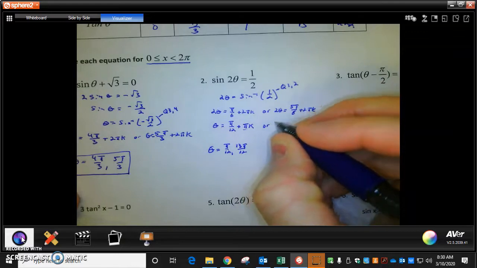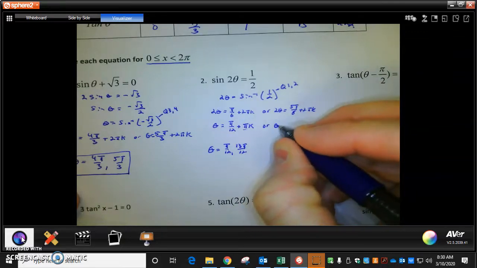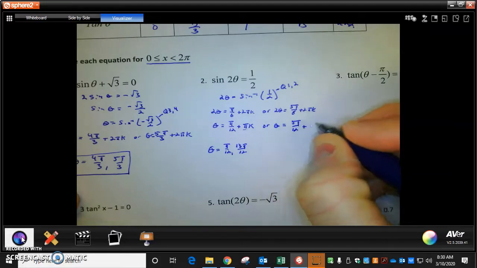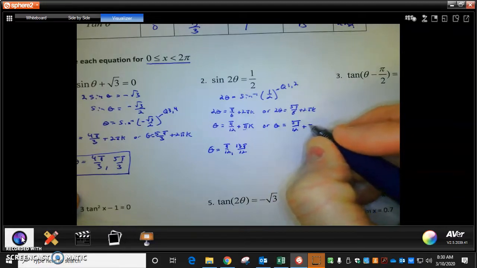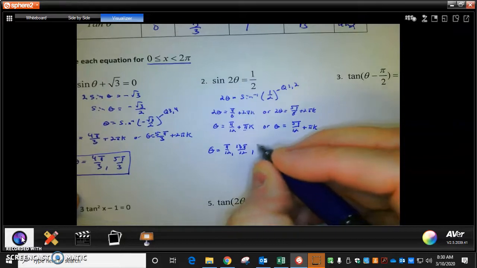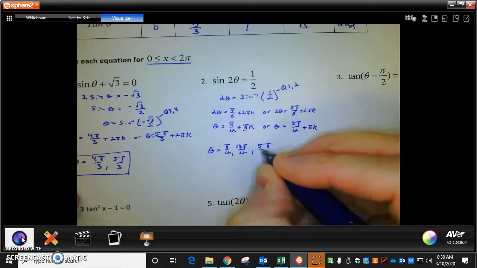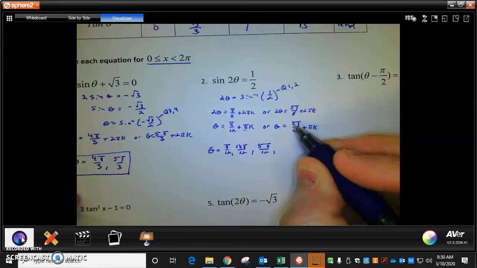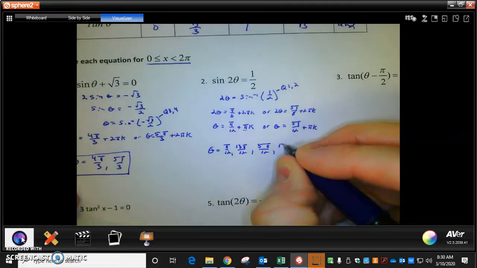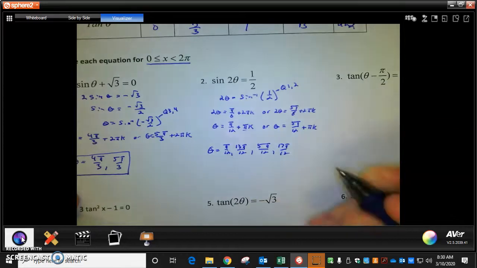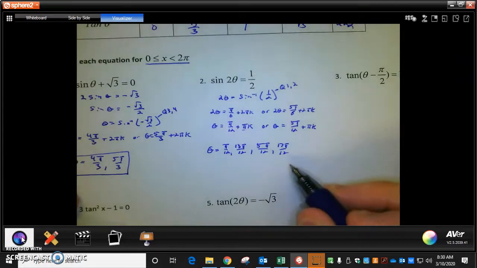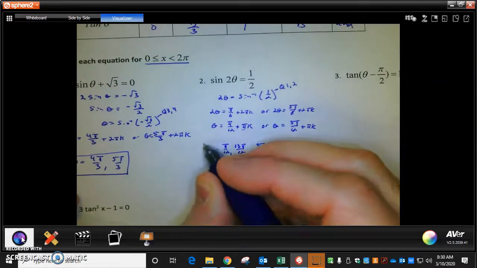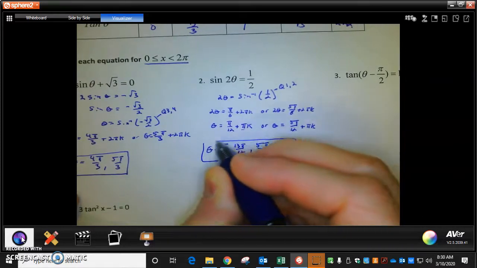Now I also have this part of the equation. So this will be 5 pi over 12. And again, plus 1 pi k. So 5 pi over 12 will be another solution. And again, adding 12/12 to 5/12 will give me 17/12, which is less than 2. But if I add another 12/12, I'll go over. So this one has 4 solutions.